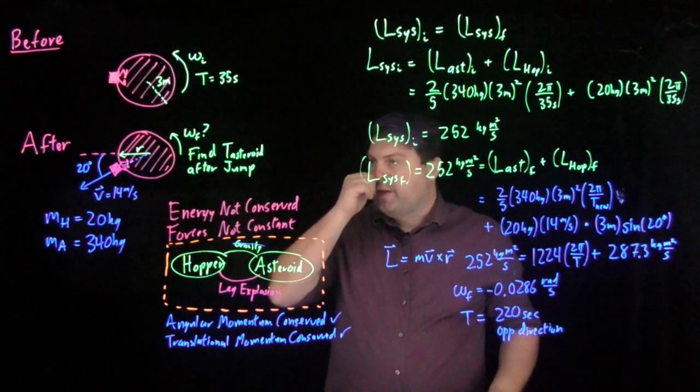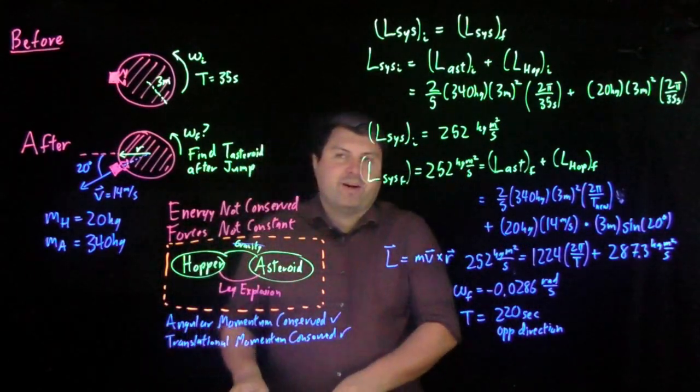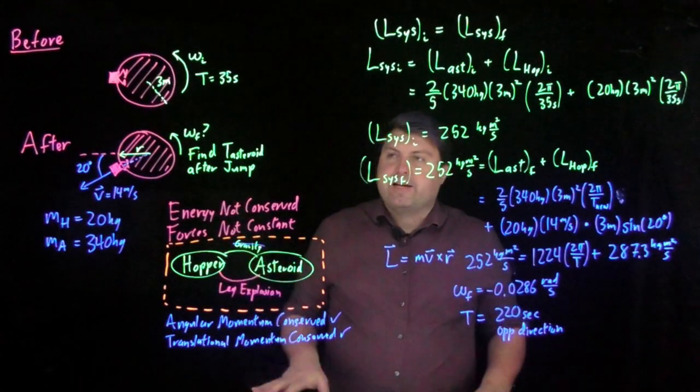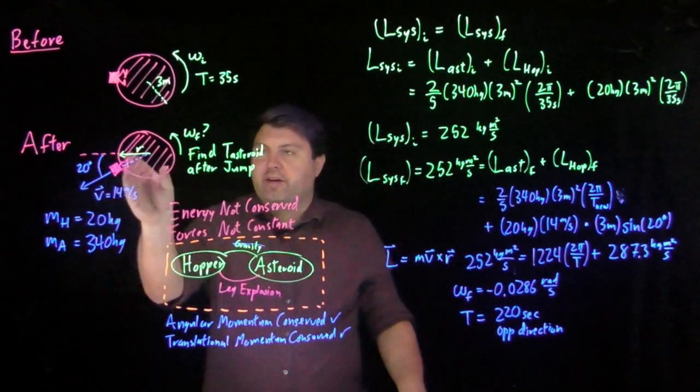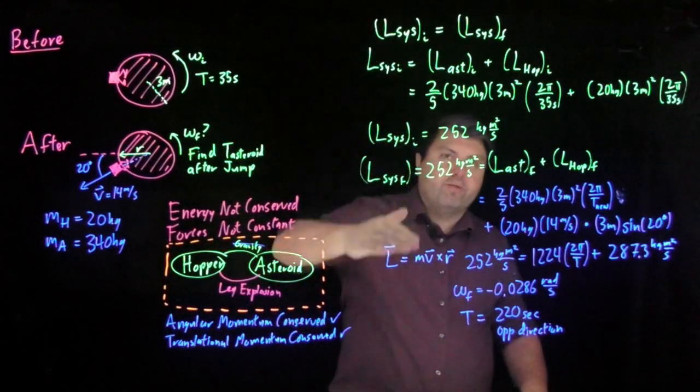So this is a good example of an angular momentum problem. Since there's so much in angular momentum, we're not going to worry too much about elastic collisions. It's going to be either inelastic or explosions like this one, where essentially we're going to have just one equation, one unknown.